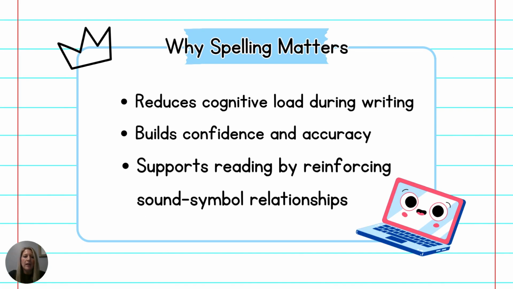So, why spelling matters? Spelling is so much more than just memorization, which we need to remember. It frees cognitive energy for writing and reading comprehension when we are not just memorizing and we're actually understanding the spelling patterns and why we are spelling the words the correct ways. Accurate spelling improves writing fluency. It also builds student confidence and it reinforces the connection between sounds and letters.